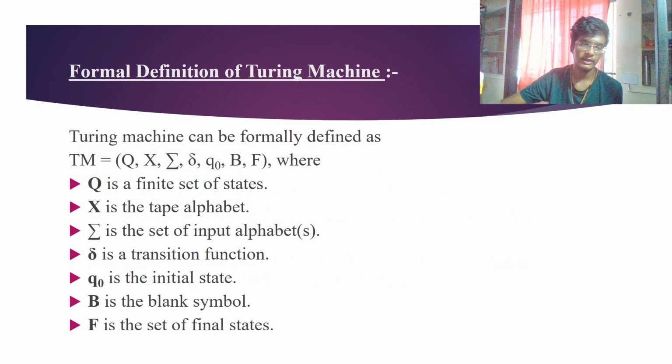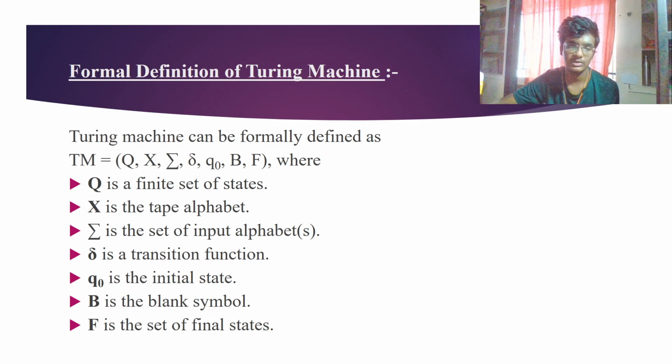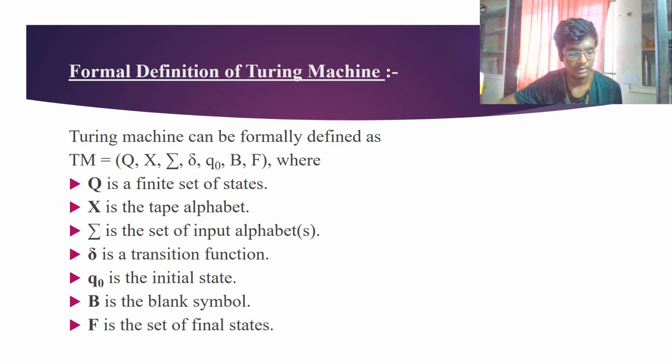So now proceeding with the next topic, what is the formal definition of a Turing machine? A Turing machine can be formally defined as TM, which is a tuple of Q, X, sigma, delta, q0, B and F, where we define each of these symbols. Q is a finite set of states, X is the tape alphabet, sigma is the set of input alphabets, delta is the transition function, q0 is the initial state, B is the blank symbol and F is the final state.